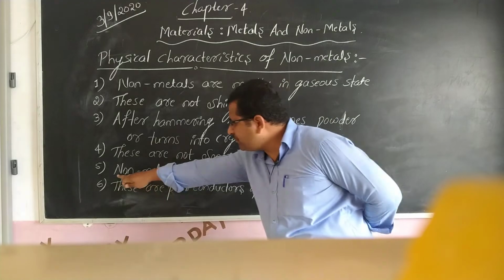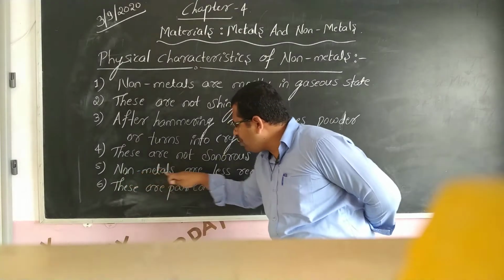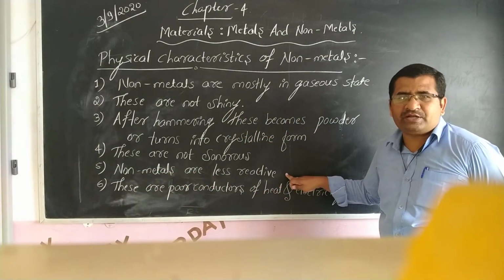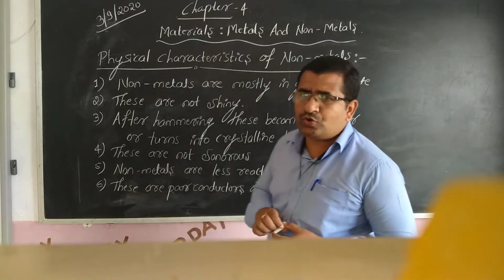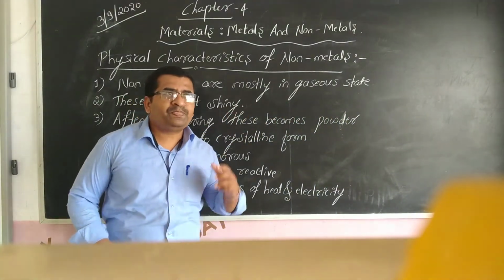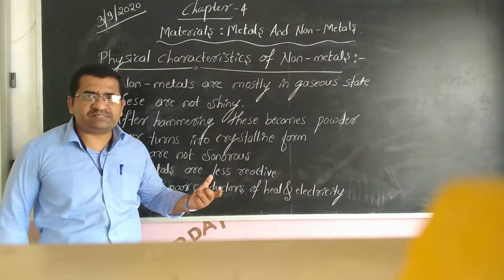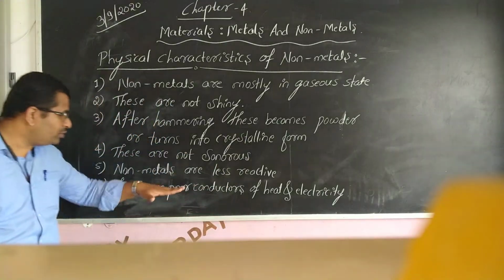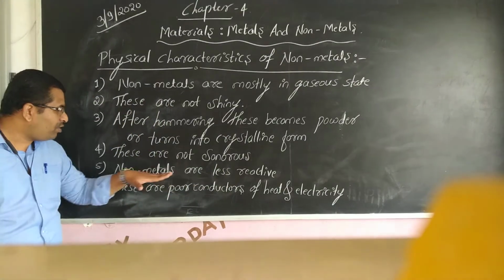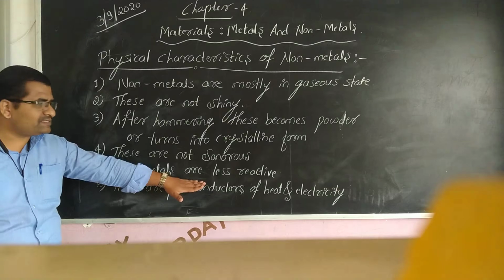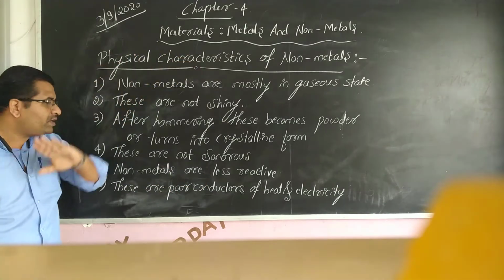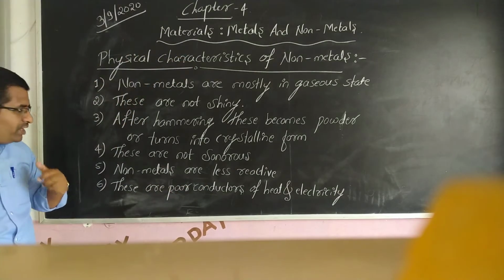And the fifth physical characteristic is that non-metals are less reactive. Non-metals show less reactivity in comparison with the metals. They are also reactive, but their reactivity is lesser in comparison with the chemical reactivity of the metals.